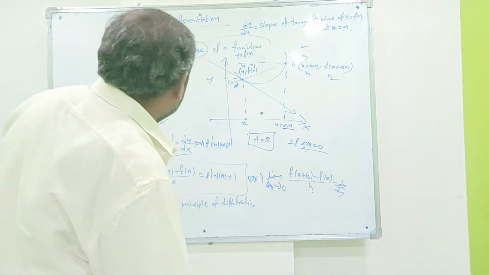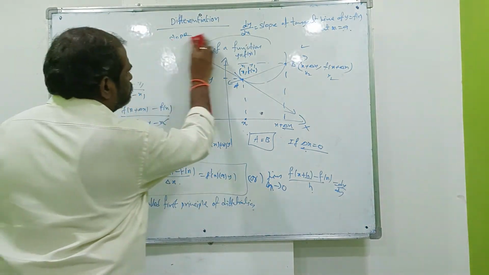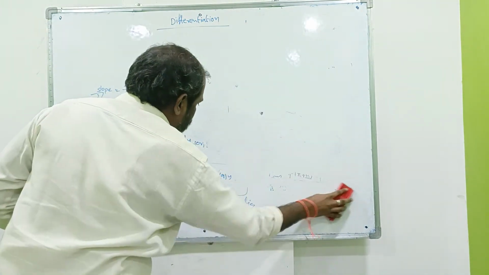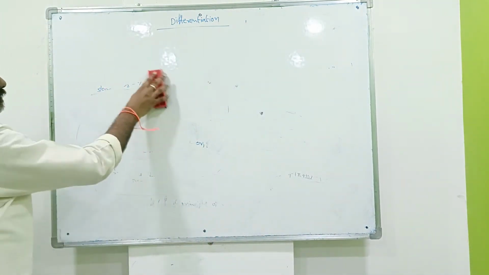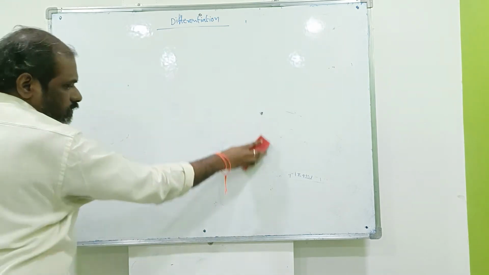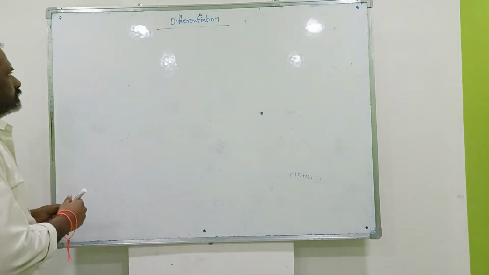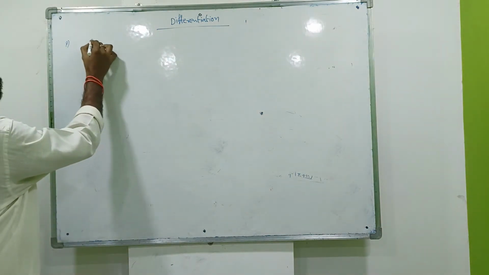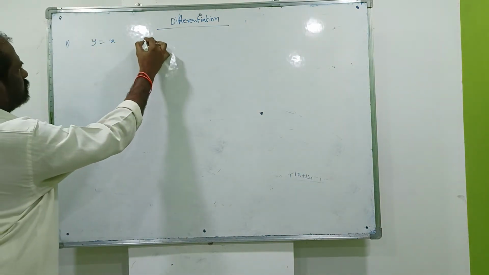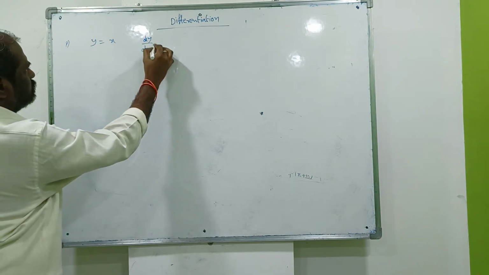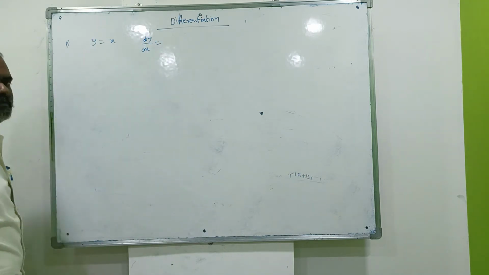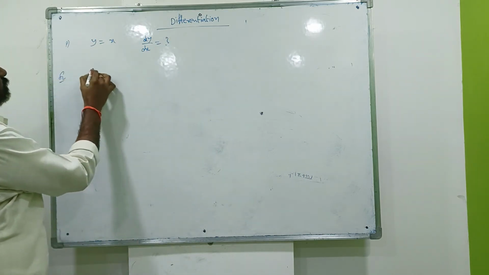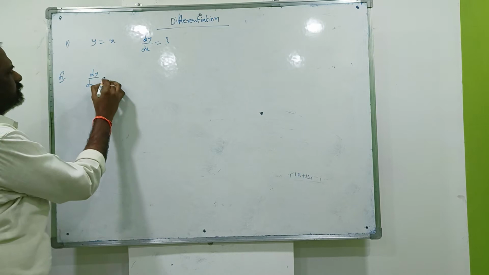So how to find the slope, we discuss one question. For example, y equal to x. He is asking what is dy by dx, means what is the slope of the function. Here f of x equal to x, he is asking what is dy by dx. We know only one formula for dy by dx.